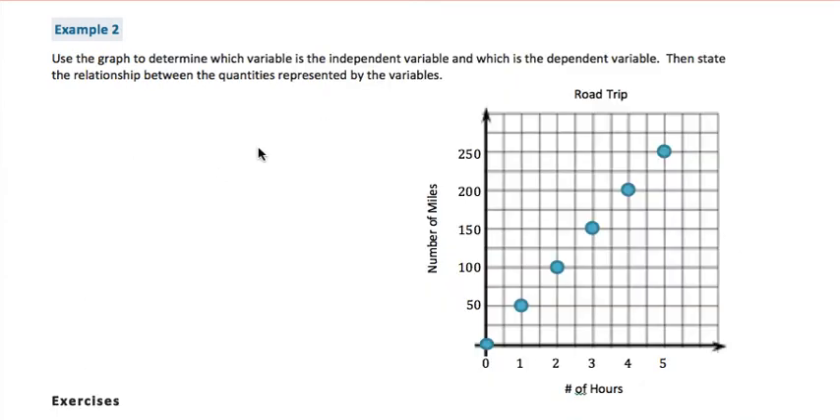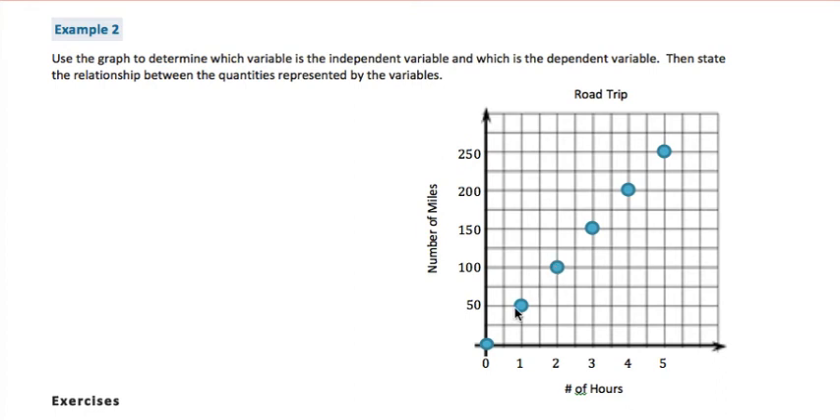So in example 2, we're given the graph, and they're asking us to determine which variable is the independent variable and which is the dependent variable. Then state the relationship between the quantities that are represented by the variables. So 0, 0, the number of hours and the number of miles, doesn't really tell us very much. But at 1 hour, it is 50 miles. And at 2 hours, it's 100 miles.